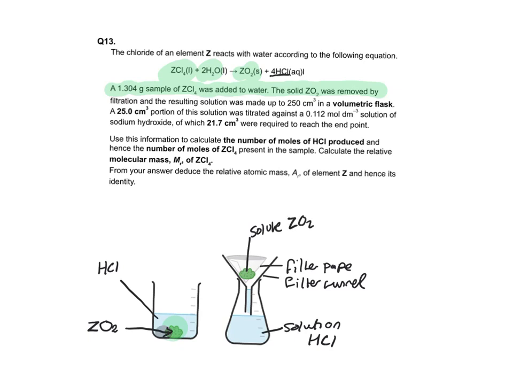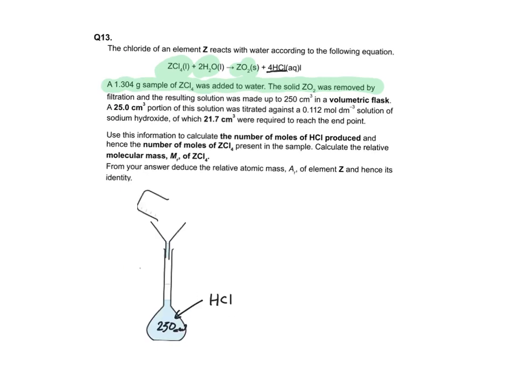Because what are we going to do next? We're going to take this hydrochloric acid and we're going to make it up into a volumetric flask. So we pour off the filtrate, and that filtrate contains our hydrochloric acid, which we now make up to the mark with distilled water. So we've got exactly 250 centimetres cubed of the hydrochloric acid that's been made in the mixture.